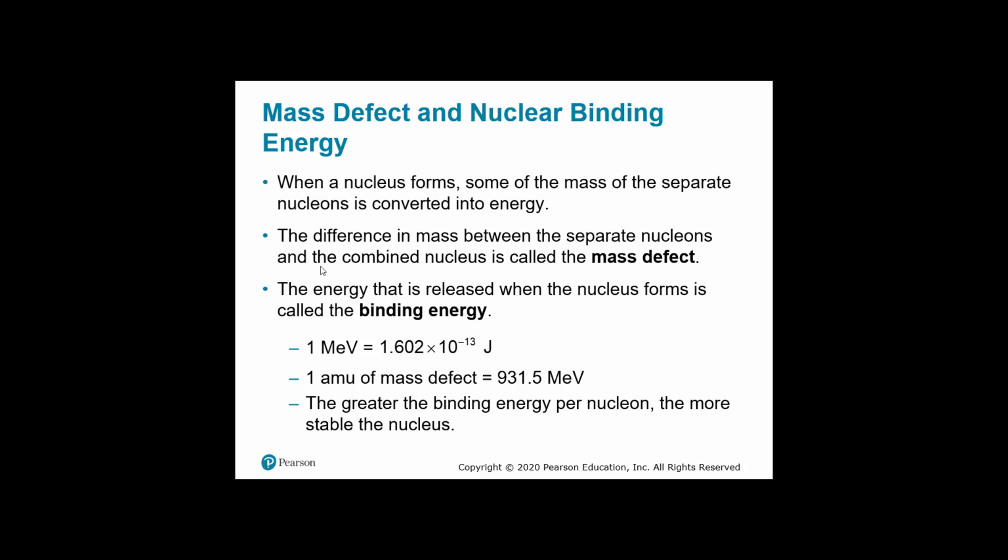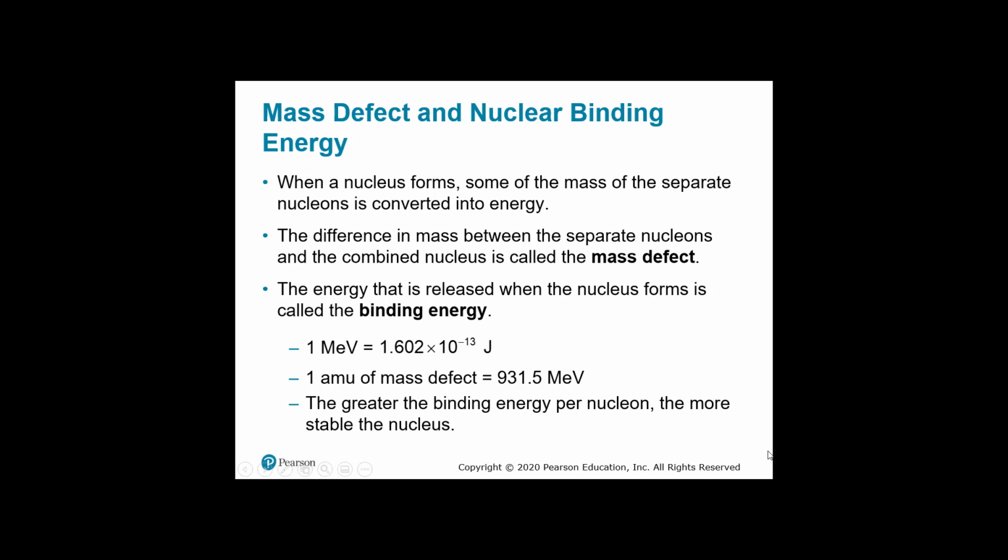So, mass defect and nuclear binding energy. When a nucleus forms, some of the mass of the separate nucleons is converted into energy. The difference in mass between the separate nucleons and the combined nucleus is called the mass defect. This is the amount of missing mass that's converted to energy, according to E equals mc squared. So energy is given off in the process, which means that the product is more stable than the reactants.